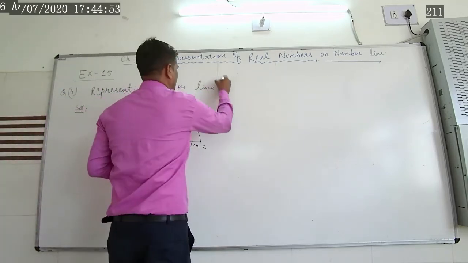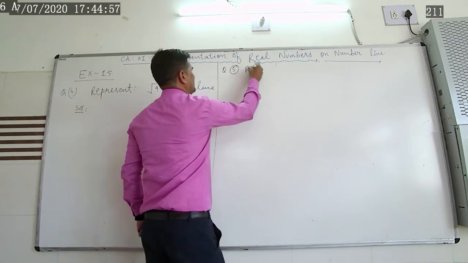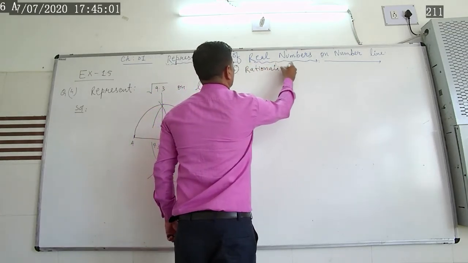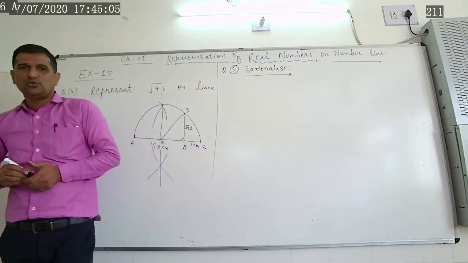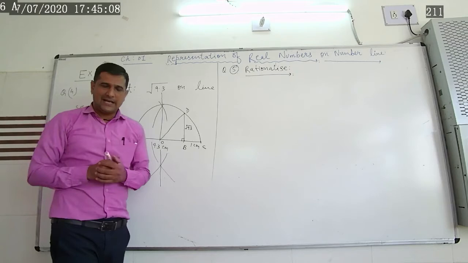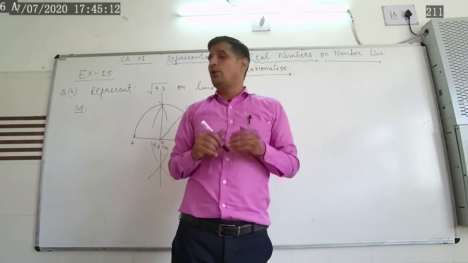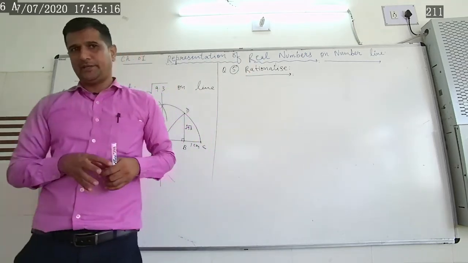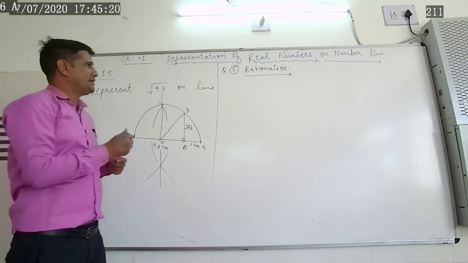The next thing is rationalization. It's the most important thing. What is the need to rationalize? Students, the need to rationalize the number is that in the denominator we should not have an irrational type of number. So this is the way we have to rationalize the number.